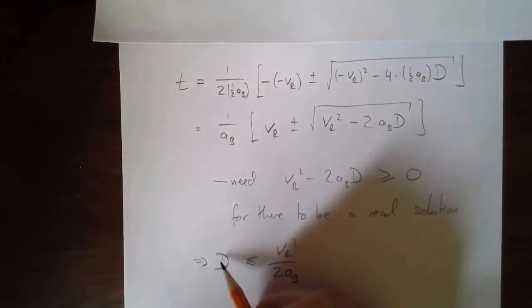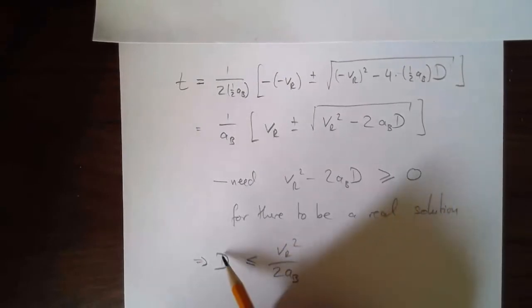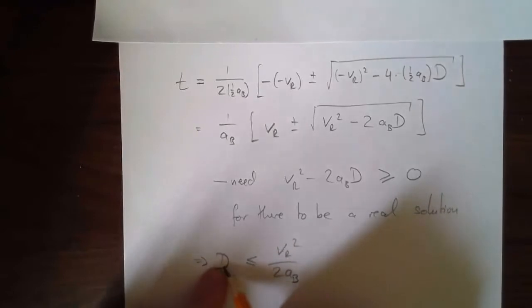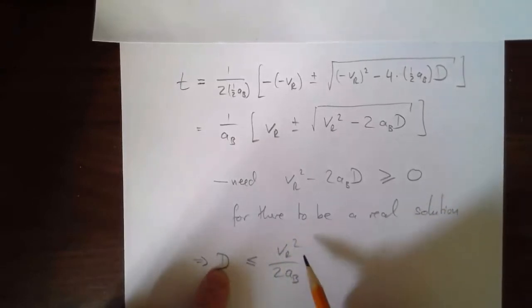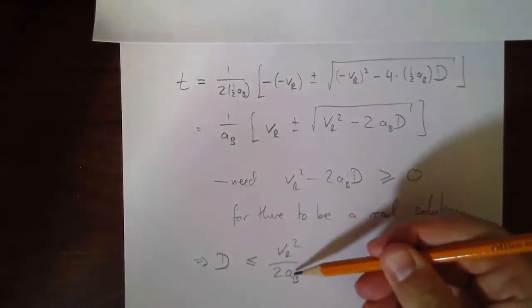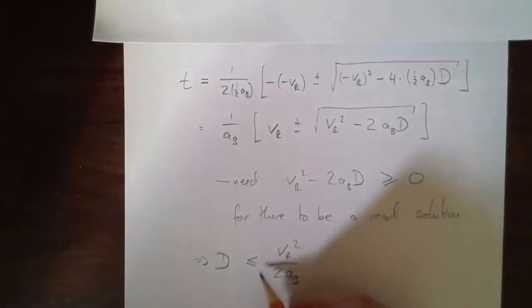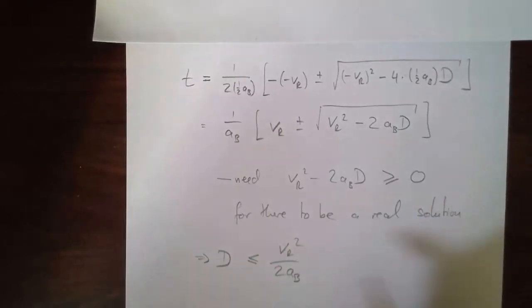Now let's do a quick sanity check here. If we run faster, then we can go further. Makes sense. If I run faster, if this thing gets bigger, well then the d is allowed to be bigger and I still catch the bus. If the acceleration of the bus is greater, that makes the right hand side smaller. That also makes sense. If the bus has a high acceleration, presumably it can't be as far away. So just a little sanity check to make sure that our answer does make sense.